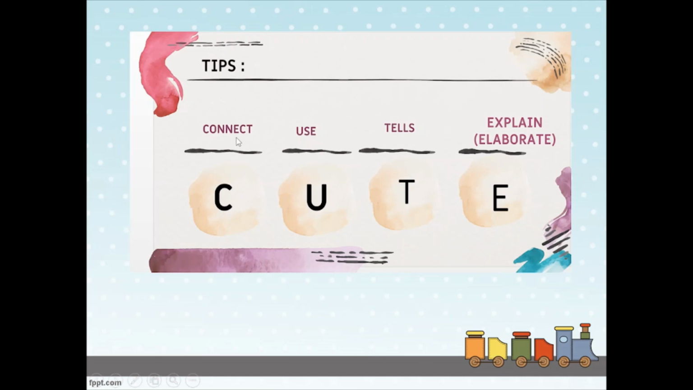C stands for connect, U stands for use, T stands for tells, E stands for explain or elaborate. That means the reason should have a connect with the assertion. Suppose a question is given: I am finding a simple interest for this much amount. This is the interest. This is the assertion. In the reason, they give the simple interest formula.